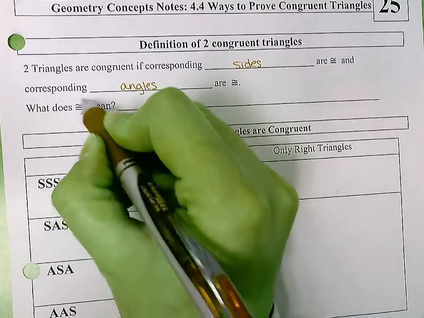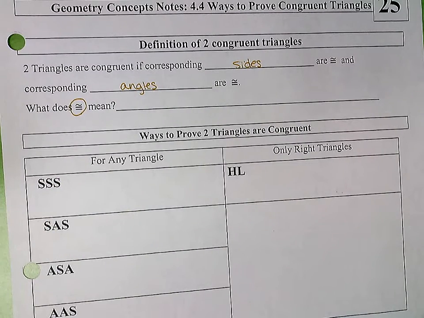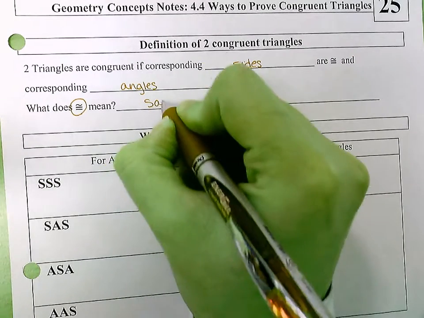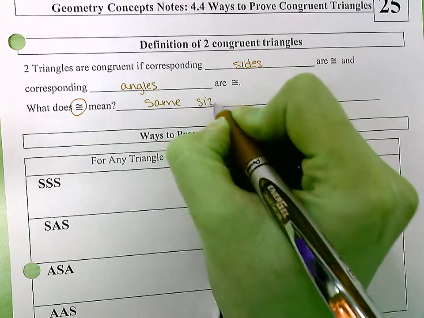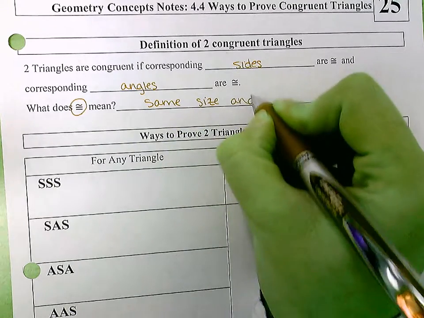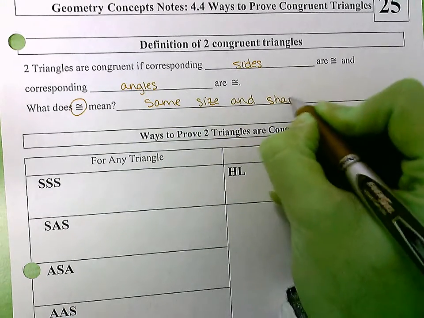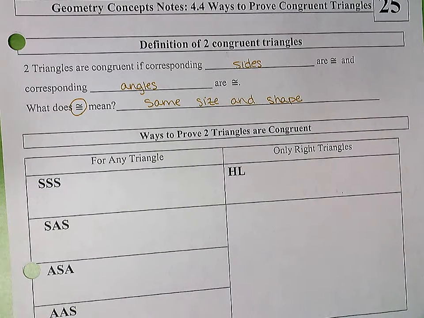Now this symbol here, again, means congruent. Congruent means they have the same size and shape. So they should have that same size and shape.